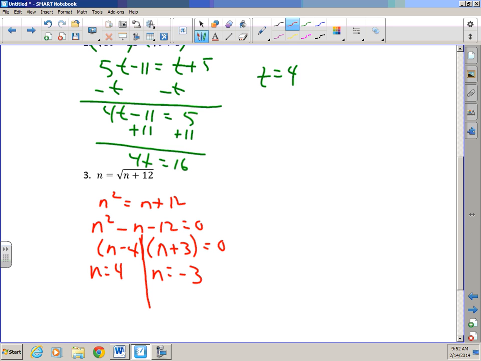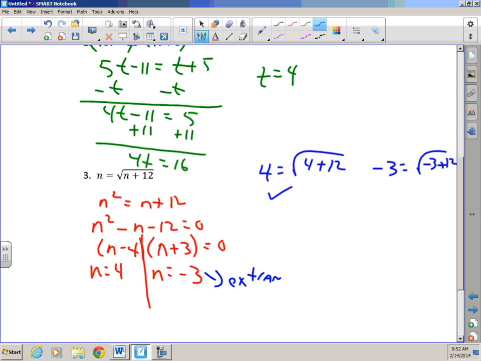Now, here is an example where you need to check for that extraneous solution. When 4 goes in for n, we simply see that works. That's good. But when negative 3 goes in, negative 3 is not the square root of 9. So this is an extraneous solution. So when writing it in set notation, you would write 4 being your only answer. Okay.